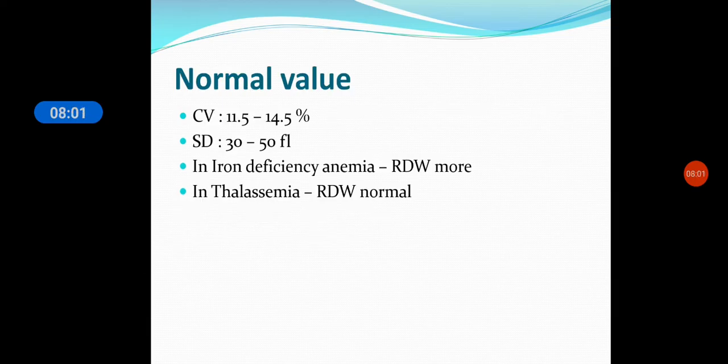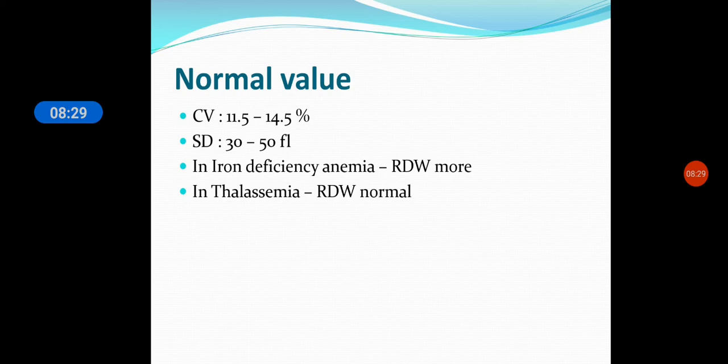What is the normal value? For coefficient of variation, the normal value ranges between 11.5 to 14.5. We ideally take the coefficient of variation. Okay, and for standard deviation, it is 30 to 50 femtoliters. In iron deficiency anemia, we know that RDW will be more. Okay, in cases of thalassemia, RDW will be normal. Okay, that is how you differentiate between the two.